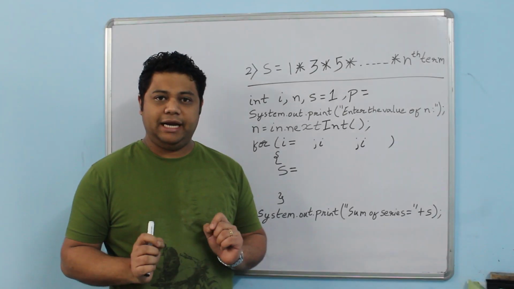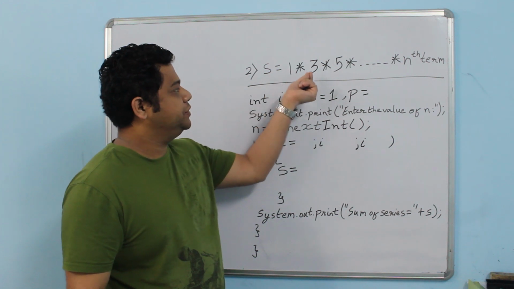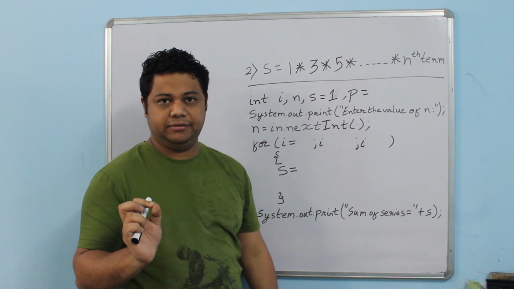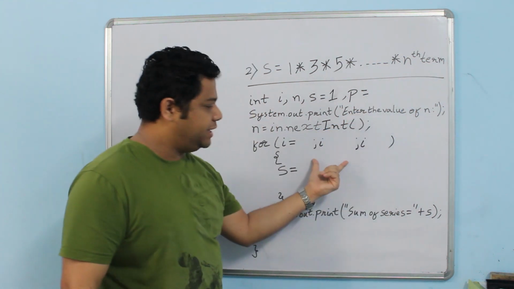Now we'll do the second program. Now look at the second program over here. We have got s equals to 1 into 3 into. So the first change over here is we are using multiplication. And we have nth term. So if we have nth term, you know how to frame the loop.